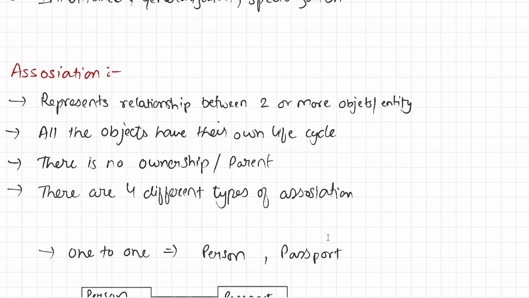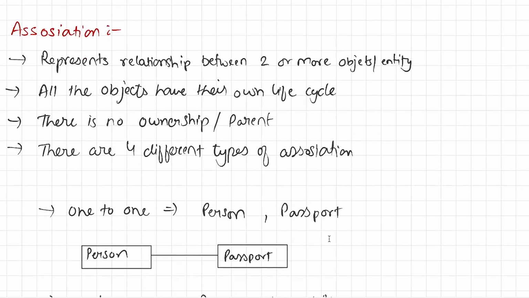Now this brings us to the next question: what is association? Well, association represents a relationship between two or more objects or entities. And in this relationship, all the objects have their own life cycle, which means we can create objects independently and the objects can be destroyed independently. And in this relationship, there is no ownership of objects, which means there is no parent of the object, which means there is no parent-child relationship between objects. So guys, association is also divided into 4 types, or we can say that there are 4 categories of association.